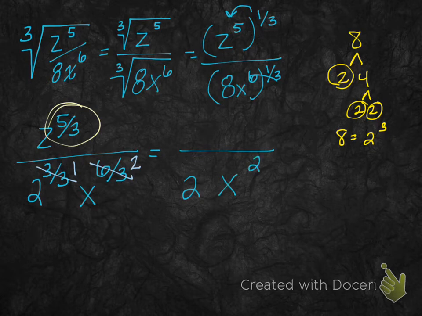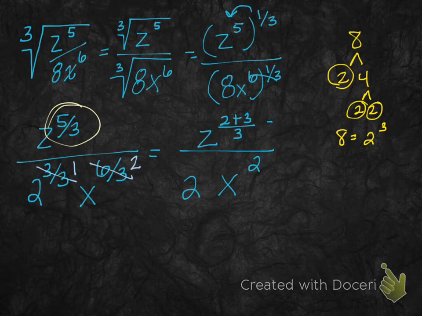To deal with this 5/3, I have different methods I can do. I can do the method where I say, well, 5 is really 2 plus 3, put those both over 3, and then reduce each one individually.